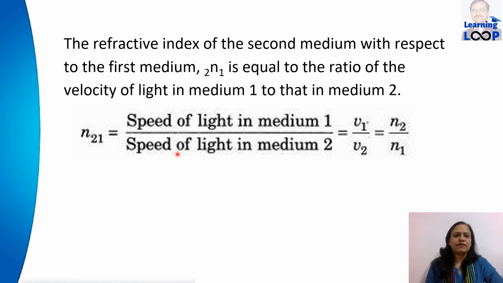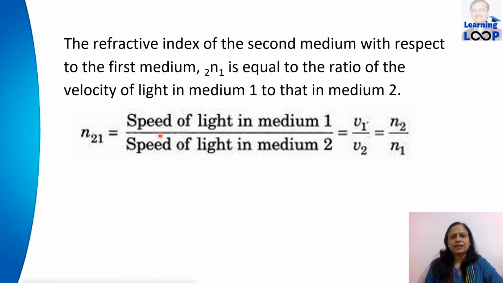There's another way in which you may be asked a question based on the refractive index. Suppose out of the two media that are involved, we don't have air or vacuum. So it's medium 1 with respect to medium 2. What to do in such a situation? Suppose we have to find out the refractive index of medium 2 with respect to medium 1. It can be calculated in two different ways depending upon what information is given to us.